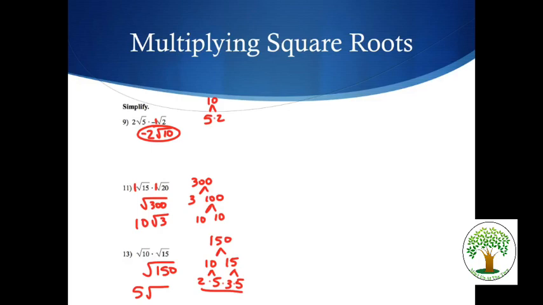30. No, wait. Okay, we took out the 2 and the 3. Because this is going to be really 6. I got 5 square root 6. That's exactly what you're supposed to get. How'd you get that, Brett?